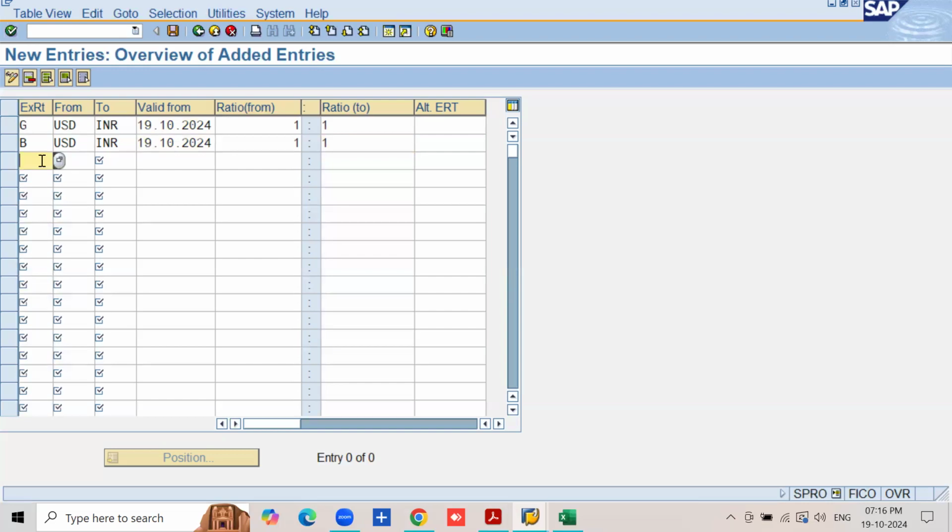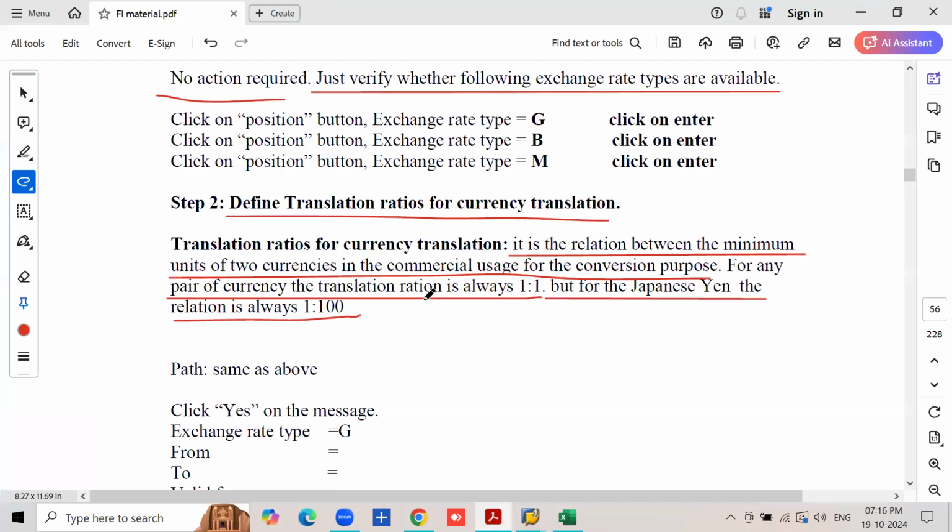Exchange rate type is equal to B. From is equal to USD to INR. Sorry, exchange rate type M, bank average rate. Exchange rate type is equal to M. From is equal to USD to INR. Valid from 19/10/2024. Ratio from 1, ratio to 1. Click on save. Write one point there.